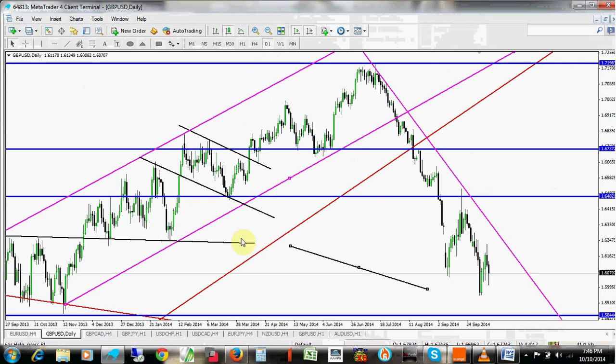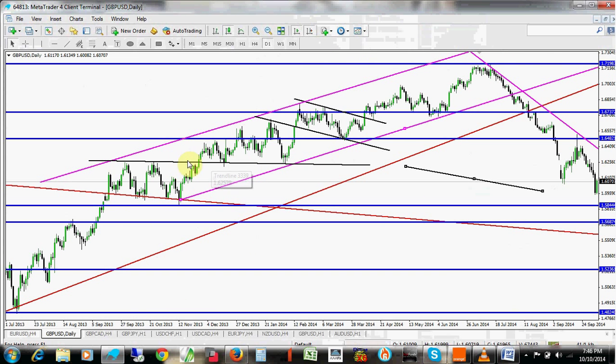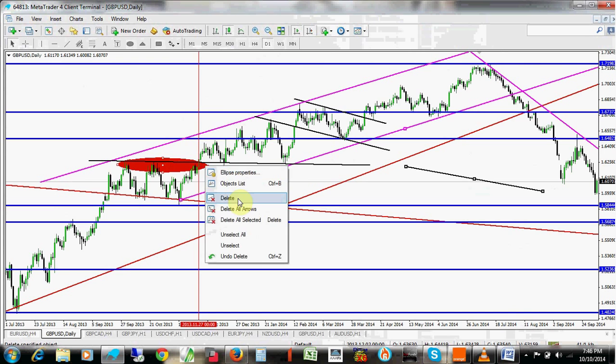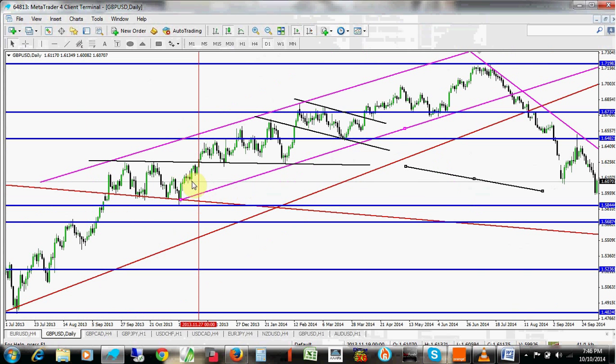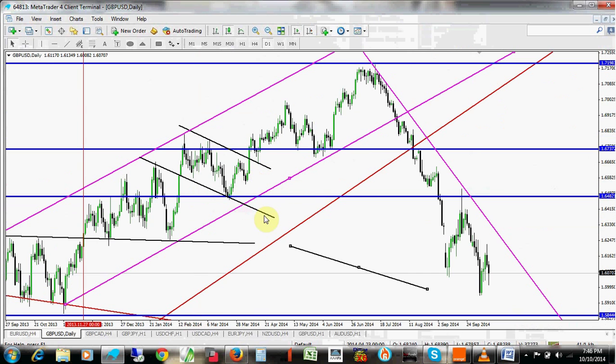Change of polarity. Because this was a resistance. This was a resistance. This was a resistance, right? All the way. It was broken by this level here. Now it's a support on a daily chart. Okay, so when you go to 4 hour and 1 hour, it makes sense because there's an opportunity for you to buy after breaking a major support or major resistance.